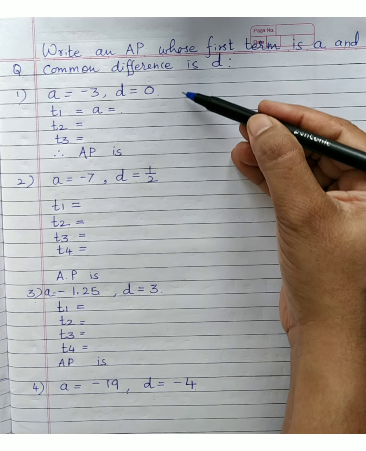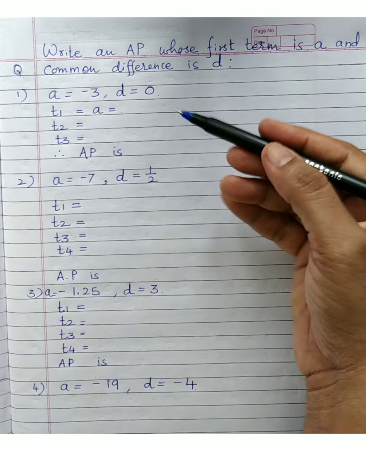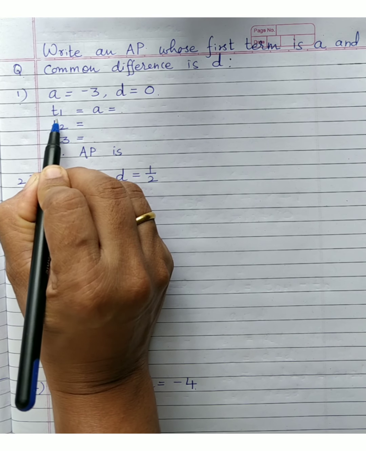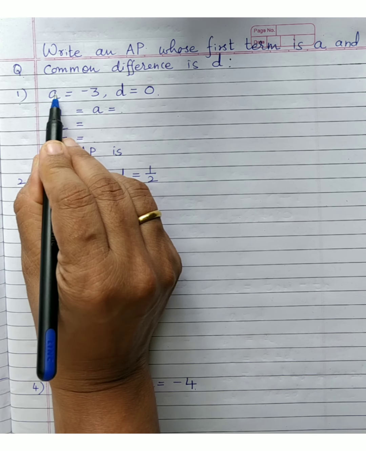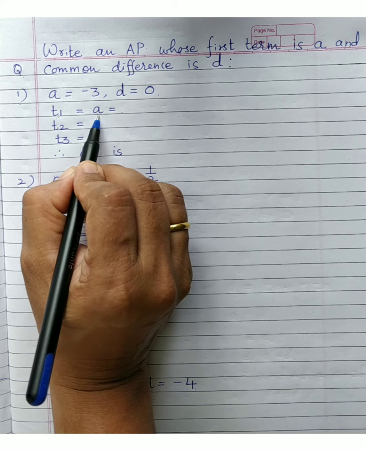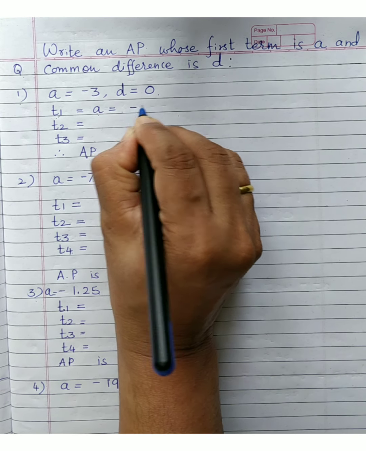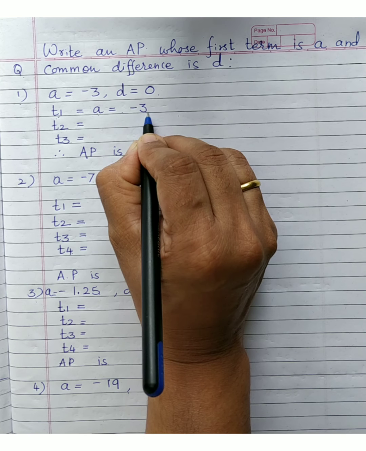But for every question we need to write the steps in order to show that you have understood and you have done it. So first I have to write the first term, denoted by T1. Here the first term itself is given as A. So T1, that is A, is equal to minus 3. Do not forget this step. Our AP starts with minus 3.